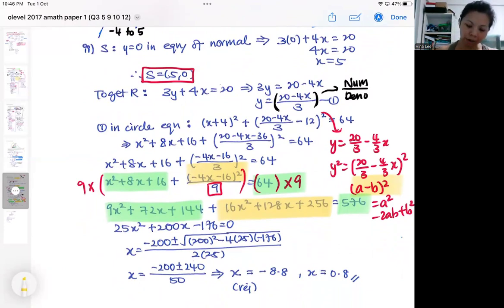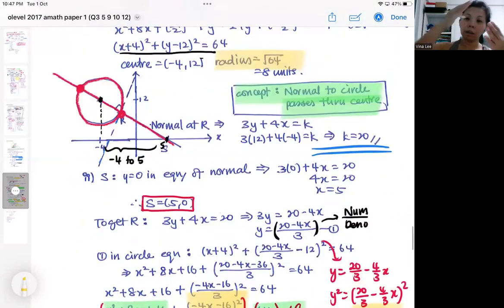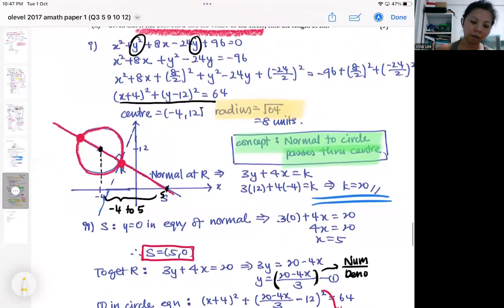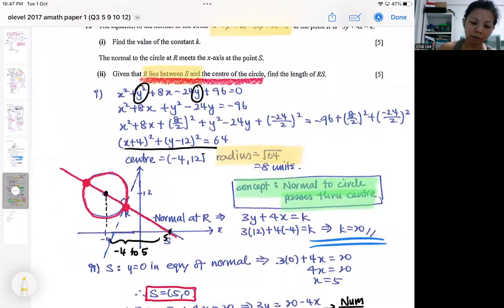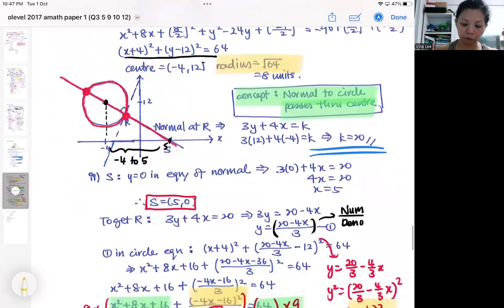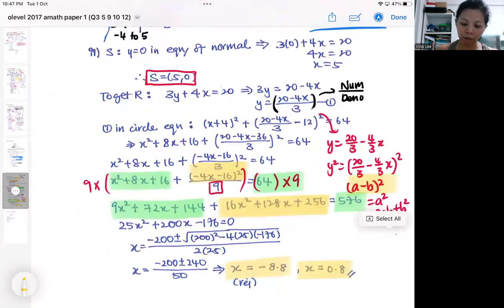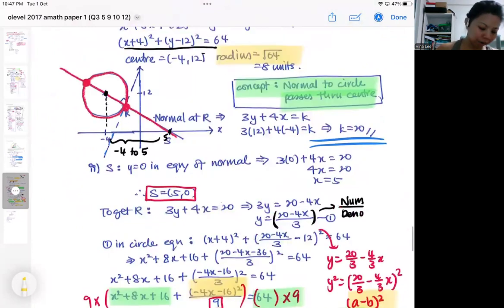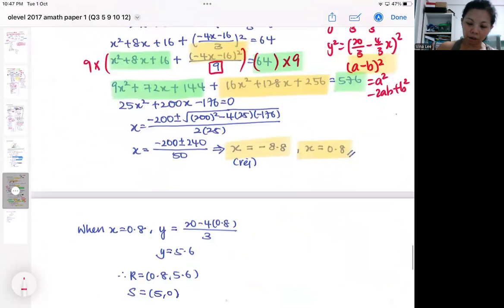So when I do the formula, I end up with two answers. It's expected because it is a line cutting a circle, so you should be expecting two answers. And they are using this piece of info for you to decide which one to reject. So as you can see, there's one that is minus 8.8. You are not going to accept that because minus 8.8 will be here. So the R that you choose should be in between. That's why this is the X coordinate for R.